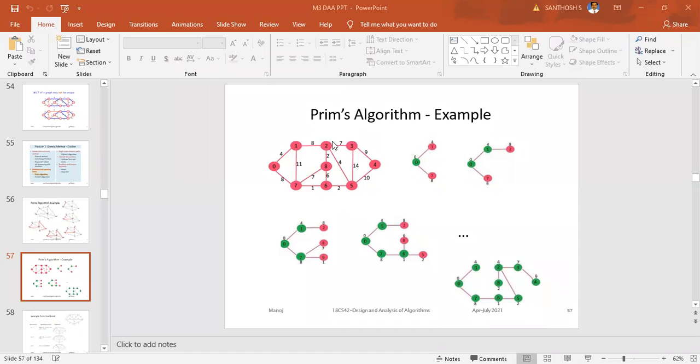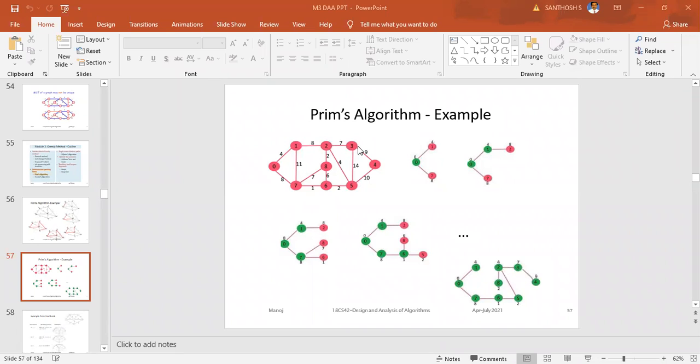So go to 2. After 2, 2 to 8 is finished. 2 to 1, the cost is more. So go with 2 to 3. So 3 is not visited. 2 to 3 it's 7. So that's why you mark it as 3.